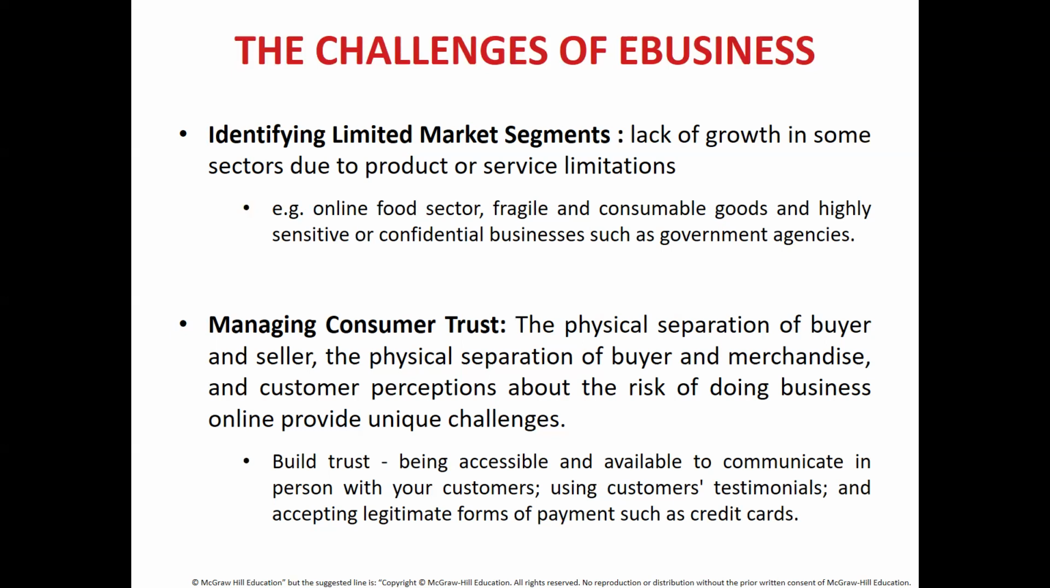Another thing is, when I'm making payment, I would use a transaction broker. If a seller tells me, okay, no, we don't use transaction brokers, we don't use PayPal, that means something is wrong. Please do not engage in such kind of buying or selling. So this is about managing consumer trust.